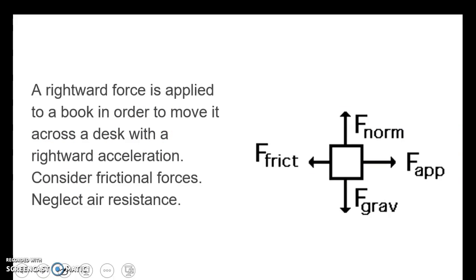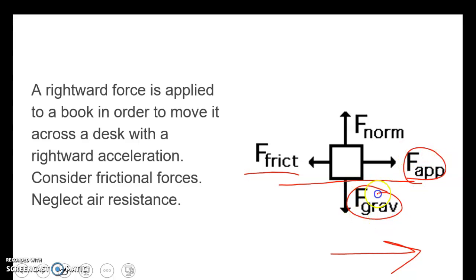Okay, a rightward force is applied to a book in order to move it across the desk with a rightward acceleration. Consider frictional forces, neglect air resistance. So, forces that are acting. It's across a desk, right? And it's going to the right. So we have friction. Friction always opposes motion, so friction goes back. Applied force is going to the right.